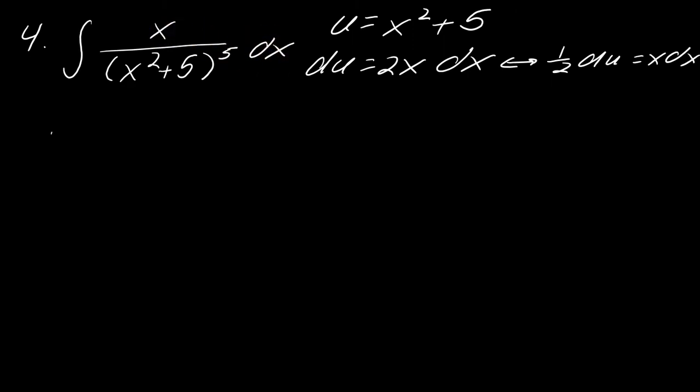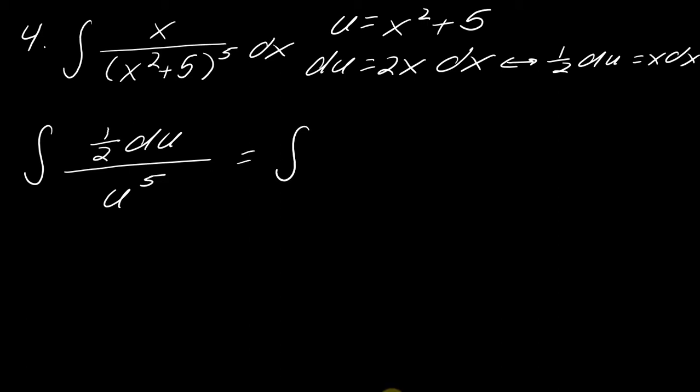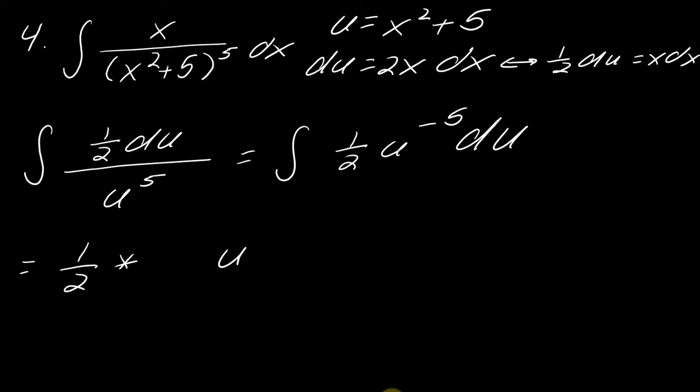Okay, so now if I make these substitutions, I have 1/2 du over u to the 5th. So now this is really just going to be 1/2 u to the -5th du. So this will be 1/2 times, and I always like to figure out the exponent first. If I add 1 to this it becomes -4, and then I multiply by the reciprocal, which would be -1/4, so this is what I would have. So my final answer now will be -1/8.